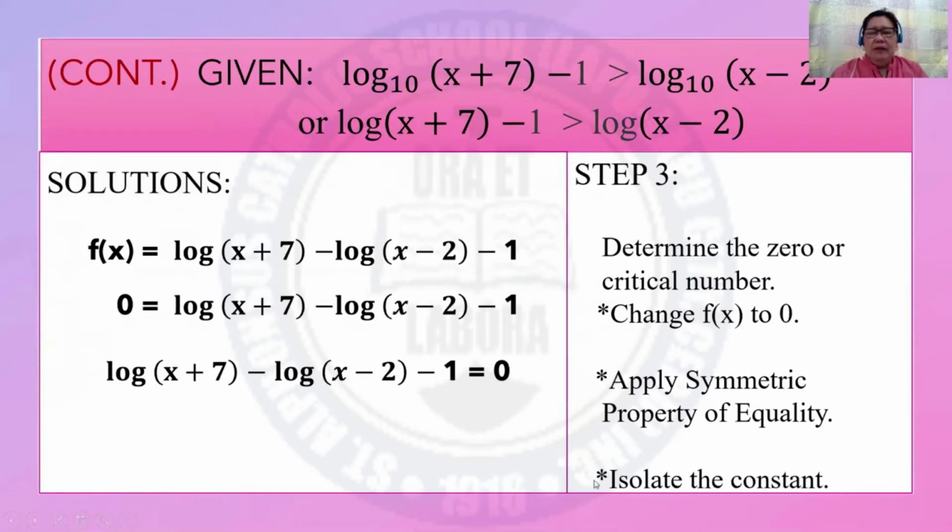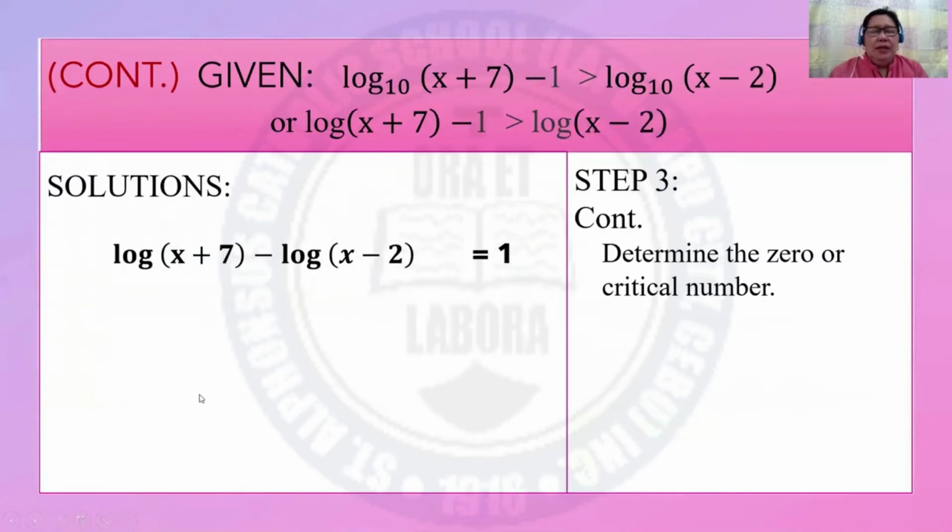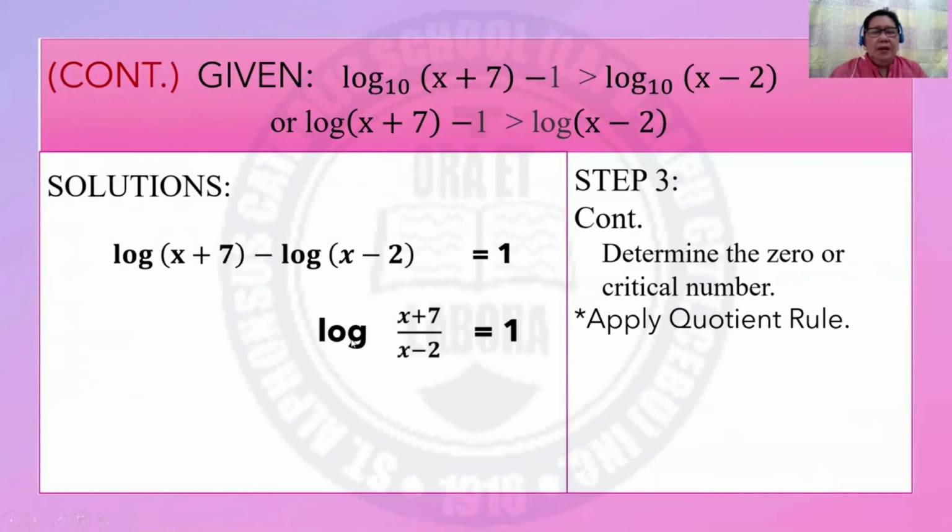And next, you have to isolate the constant. So we have now the logarithm of the quantity x plus 7 minus the logarithm of x minus 2 equals 1. So all you have to do is to transpose the negative 1. Becomes positive 1. Let us continue step 3. After that, you have to apply the quotient rule. This is the expanded form. So this can be written as the logarithm of x plus 7 over x minus 2 equals 1.